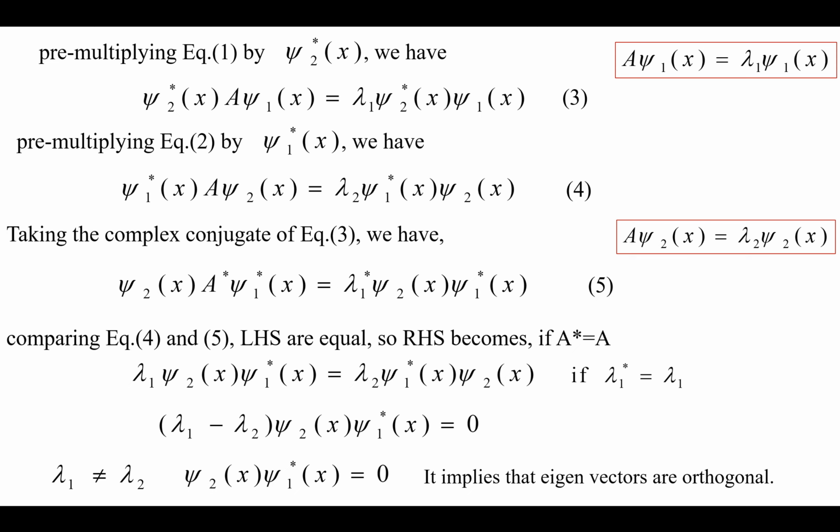Now we can say that lambda 1 minus lambda 2 equals 0, or psi 2 psi 1 star equals 0. It's given that lambda 1 is not equal to lambda 2, so lambda 1 minus lambda 2 is not zero. So the only possibility is that the wave function product is equal to 0, that is psi 1 star multiplied by psi 2 of x is equal to 0. It implies that these two eigenvectors are perpendicular, or orthogonal, to each other. Okay, so this is what the problem is.